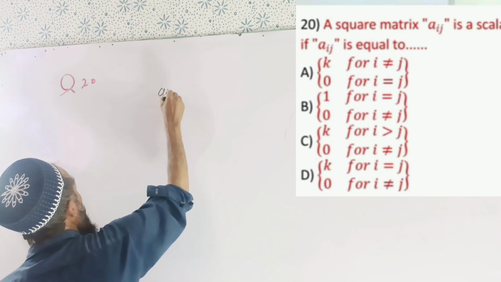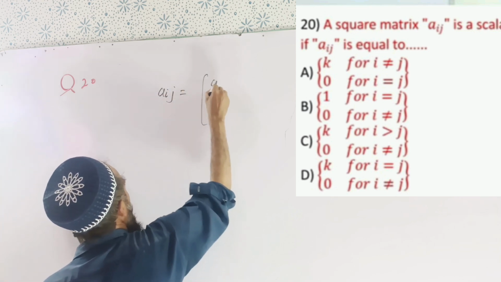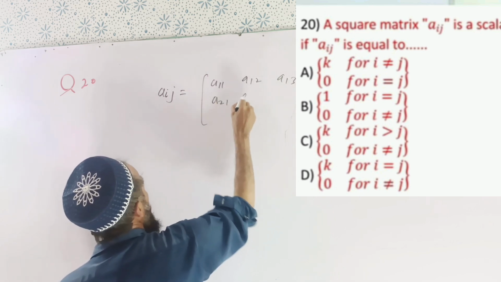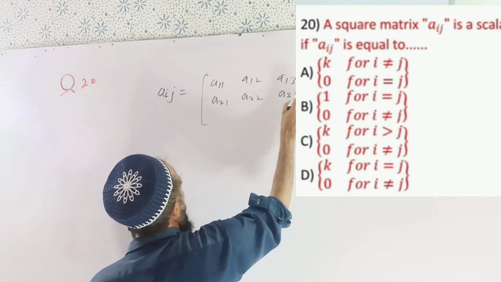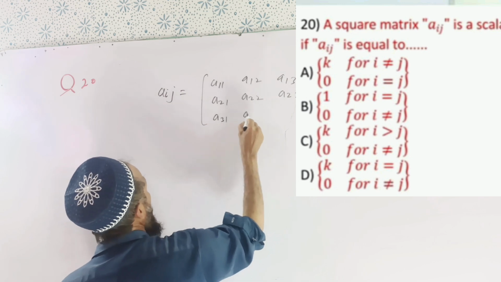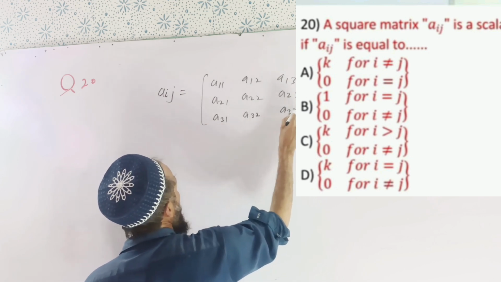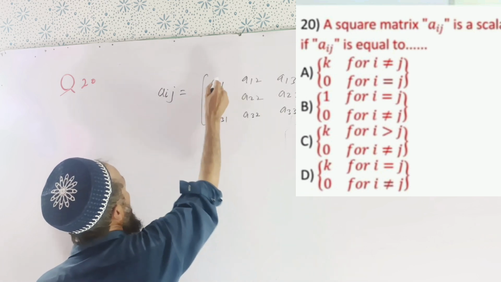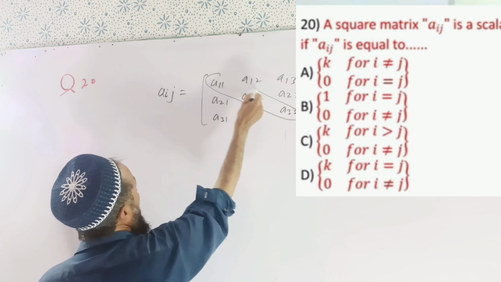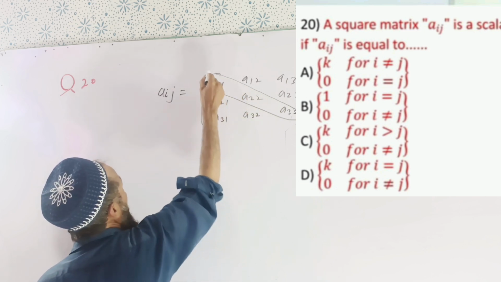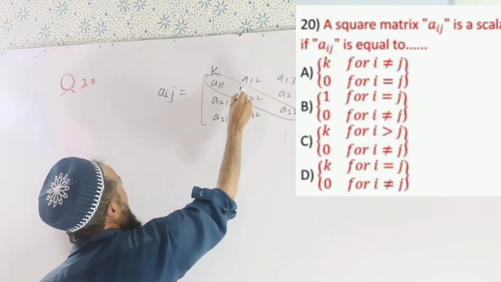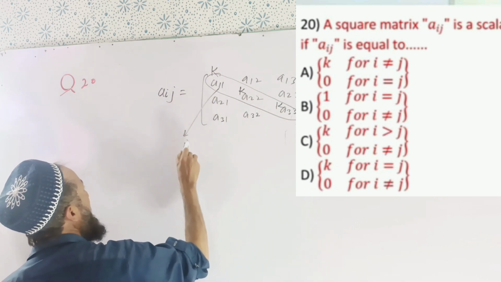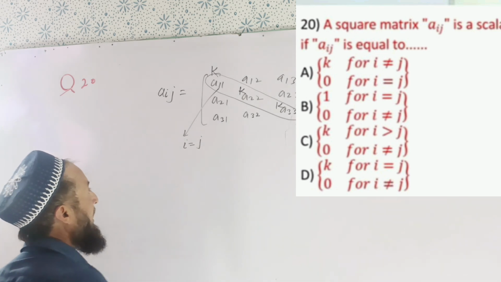There are options given in terms of Aij. For example, we take A11, A12, A13, A21, A22, A23, and A31, A32, A33. That is the order of 3 cross 3. For a scalar matrix, the elements of the main principal diagonal must be the same. So in the question it is given K, it must be K, it must be K. So it means that here i and j are equal.